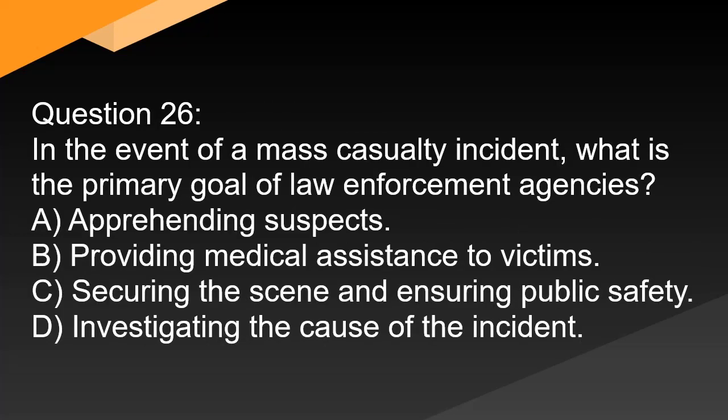Question 26. In the event of a mass casualty incident, what is the primary goal of law enforcement agencies? A. Apprehending suspects. B. Providing medical assistance to victims. C. Securing the scene and ensuring public safety. D. Investigating the cause of the incident.